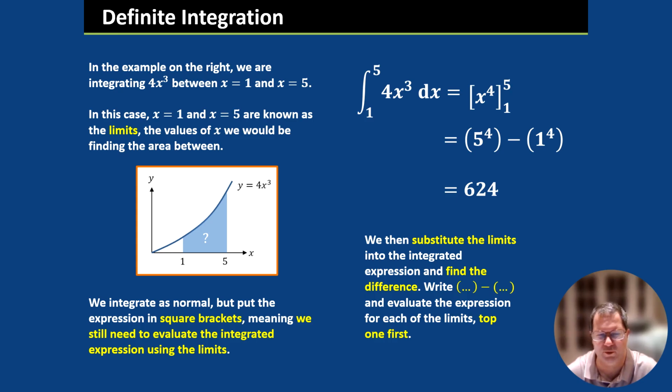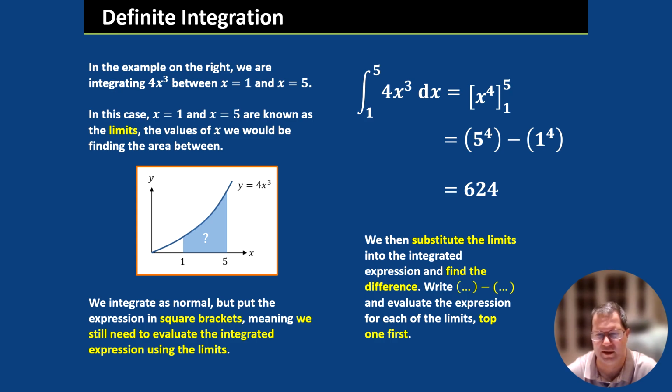We integrate as normal, but put the expression in square brackets, meaning we still need to evaluate the integrated expression using the limits. So we write the integral between 1 and 5, 1 at the bottom, 5 at the top, of 4x cubed dx, and then x to the 4 is the integral. That goes in square brackets with the 5 and 1 on the right-hand side. And then we substitute the limits into the integrated expression and find the difference.